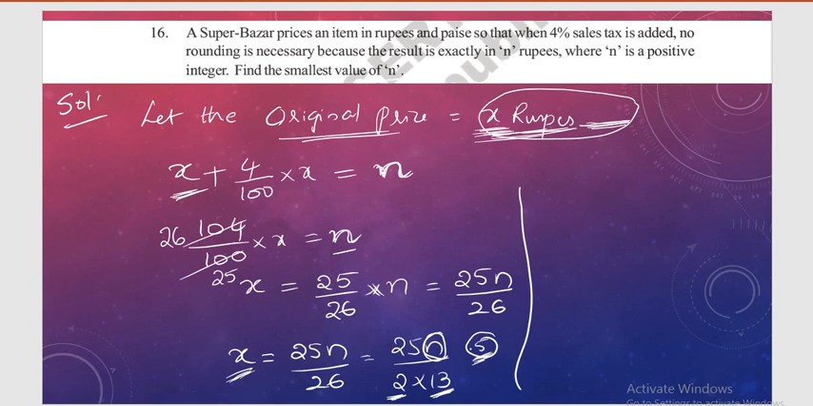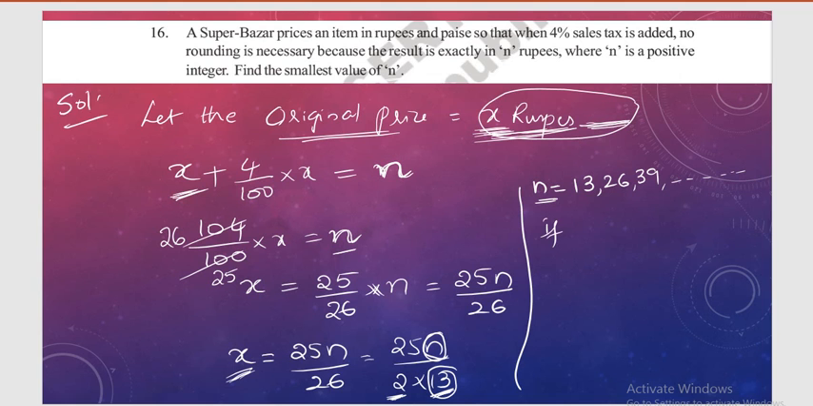If there is a 13 in the denominator, then you won't be getting exact paisa, since 13 is a prime number, and dividing by 13 gives a non-terminating, non-repeating decimal. So we cannot get exact paisa. That means we need to eliminate this 13. So I can take n as 13, 26, that is, multiples of 13, so that I can eliminate the 13 in the denominator and get exact rupees and paisa.